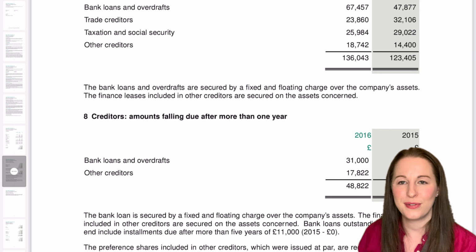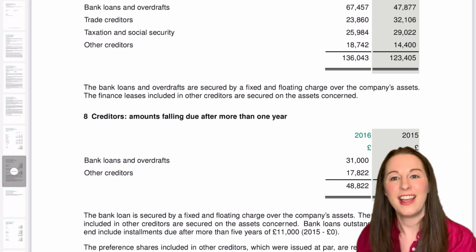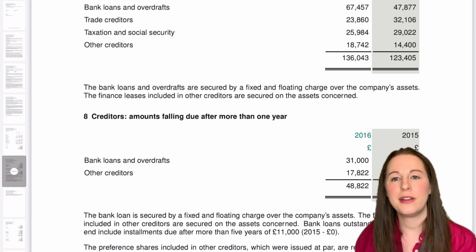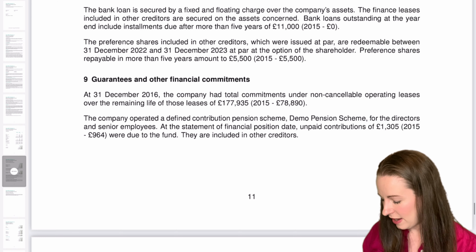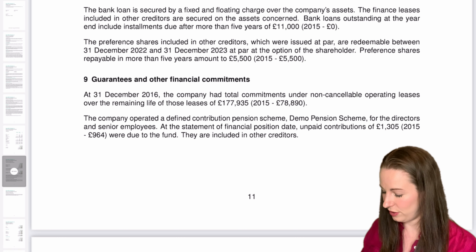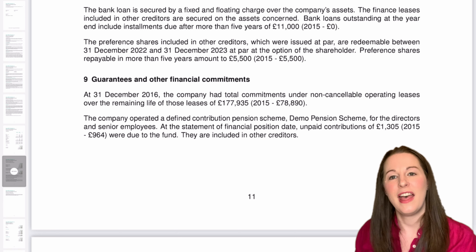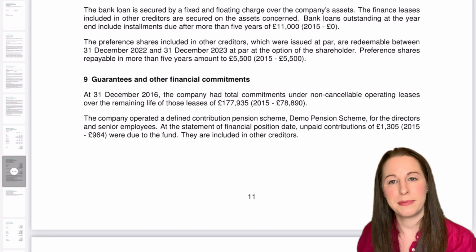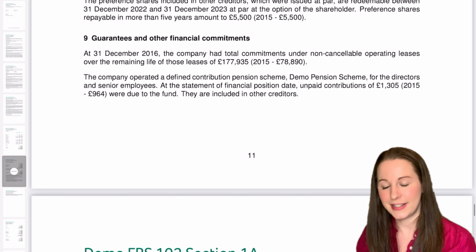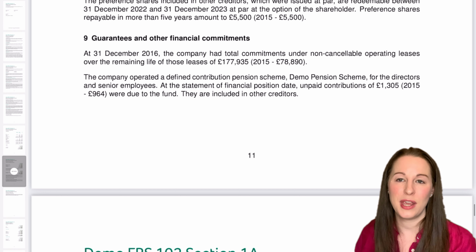So if you've got any personal guarantees, any loans that are in place, there will be a section or a note which just details this here. And here we can see I've got a guarantees and other financial commitments note, but depending what you've got going on in your company, there may be disclosures around that to just make sure that everything fits together and is declared in the appropriate manner.